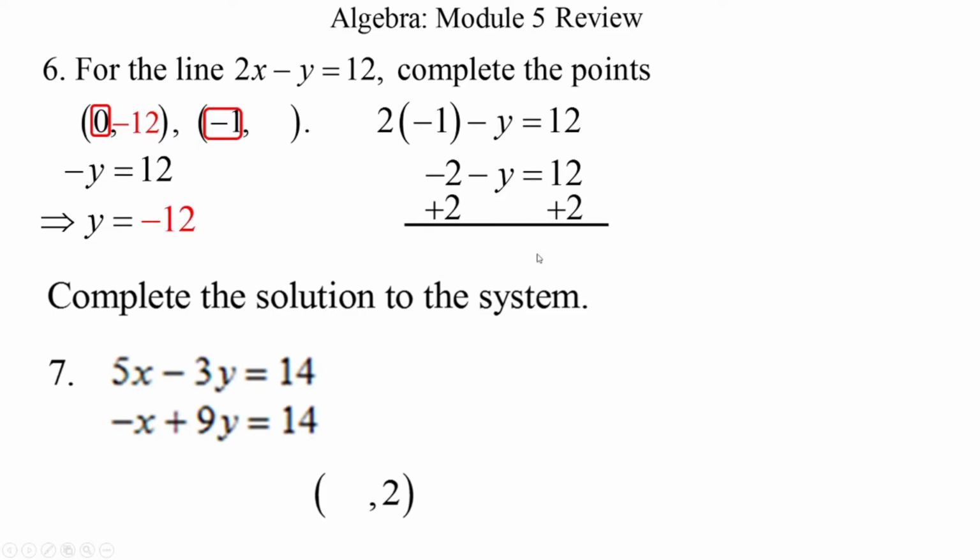Bring down your equal sign, and the -2 plus 2 cancels, leaving you -y equals 12 plus 2 is 14. Now, just like the last problem here, if -y equals 14, that would imply y equals -14. So the y coordinate at this point right here is -14. All right, now complete the solution to the system.